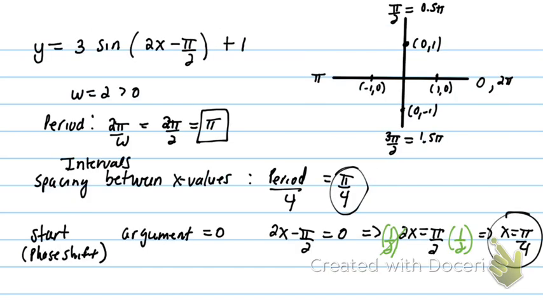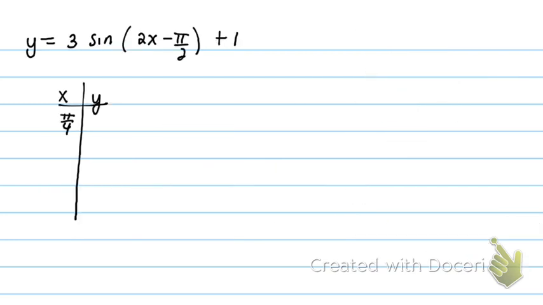What was our spacing? Our spacing was, oh, I love these when they're the same. It's pi over 4. That's what makes it easy. So our spacing is going to be pi over 4. Pi over 4 is how much? 2 pi over 4, which is really what? Pi over 2.